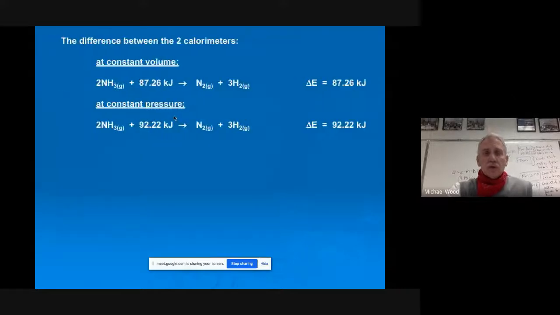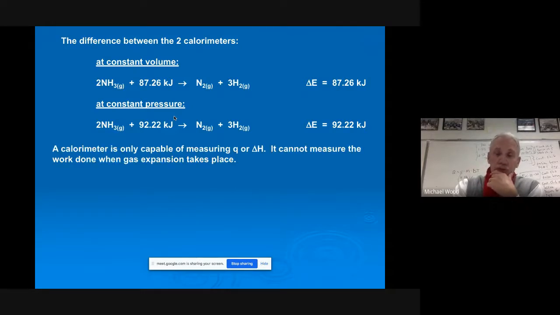I'm going to go on to this page just to explain the difference between the two calorimeters. If you notice in this reaction, in a constant volume bomb calorimeter, I think they call it a bomb calorimeter because the pressure can build up. But notice the value for delta E. Then if you look at a constant pressure calorimeter, notice the delta E is a little bit bigger. That's because in a constant pressure calorimeter, technically work can be done. Again, in the problems we're going to do, they're all done the same.